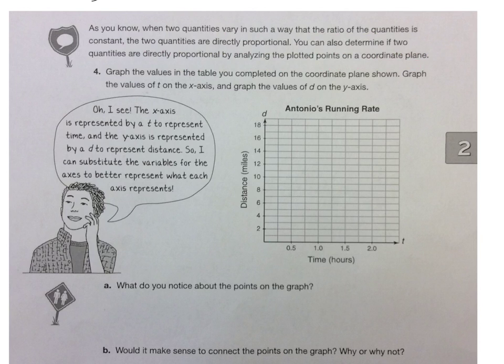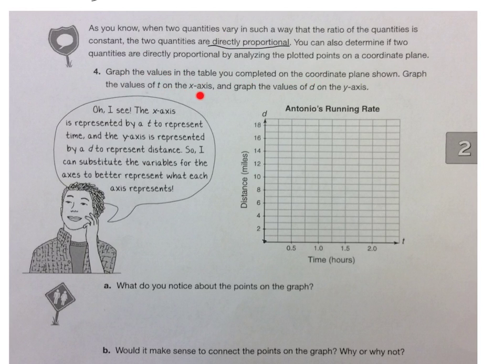So you have to know 0, 0 is going to be 0. And I'm telling you right now, that is the case in this. So we're directly proportional. You need to go through the origin in order to be directly proportional. That's an important thing. And so graph the values in the table you completed on the coordinate plane shown.